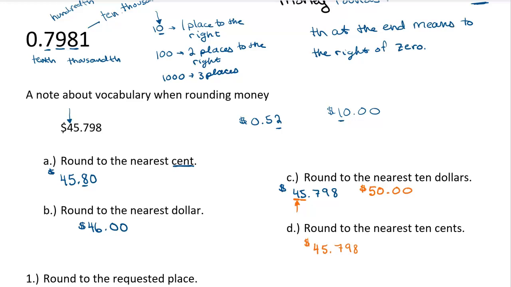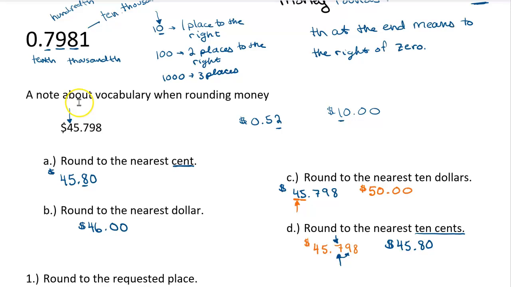Okay, now we are doing 10 cents. Well, that's that number right there. So I look at the 7, I look one more place to the right. I see that that's a 9, so it means my 7 must go up. So it becomes $45.80. All right, that is it.